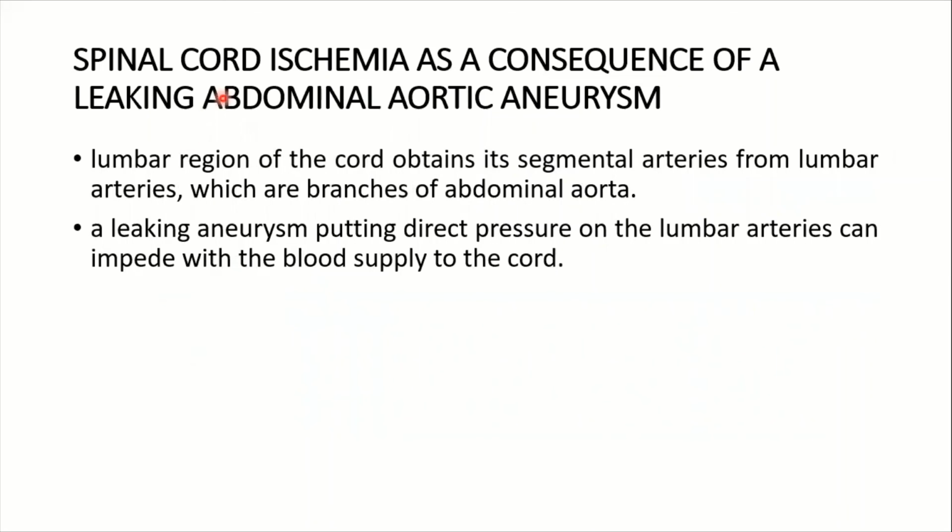And spinal cord ischemia can occur as a consequence of a leaking abdominal aortic aneurysm. The lumbar region of the spinal cord obtains its segmental arteries from lumbar arteries, which are branches of the abdominal aorta, right? I showed in the picture already these lumbar arteries. A leaking aneurysm putting direct pressure on the lumbar arteries can impede or stop the blood supply to the cord.